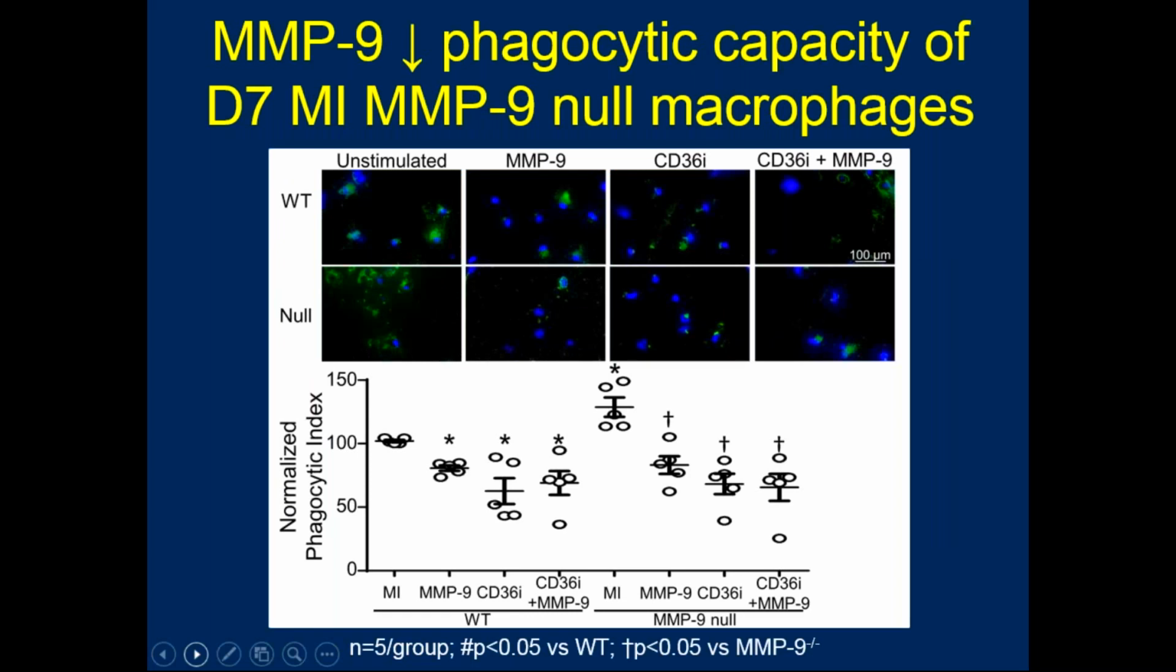Macrophages isolated from the day 7 MMP9 null infarcts actually had an increased phagocytic potential compared to those of the wild-type animals. When we then exposed these macrophages to active MMP9, it reduced phagocytic potential in both wild-type and MMP9 null macrophages. This data is in line with our previous experiments, which indicated that MMP9 cleavage of CD36 is decreasing macrophages' ability to remove apoptotic neutrophils. Thus, MMP9 deletion is accelerating the resolution of inflammation.